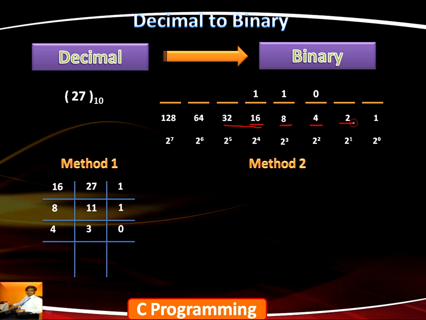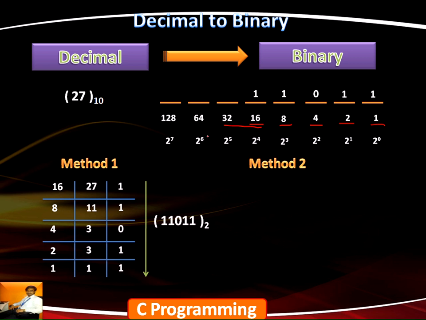The next position is 2. We are left with the remainder 3, so 2 ones are 2, and we are left with the remainder 1. And finally we have the bit position 1. So 1 ones are 1, and we are left with the remainder 0. We stop the process. So we get the value 11011, which we read from top to bottom, very important.